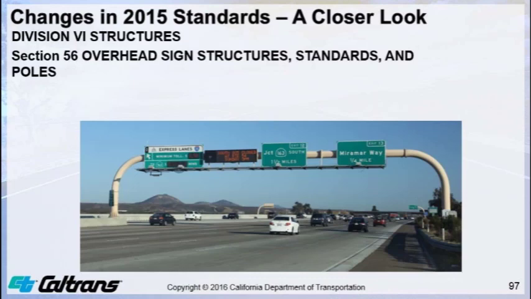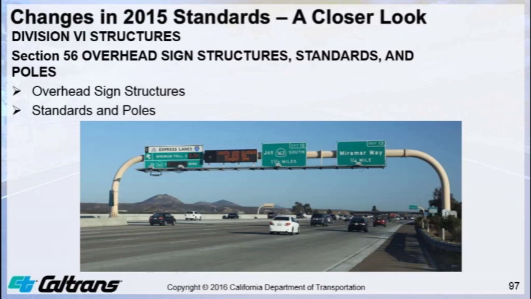Now we're going to move on to Section 56, overhead sign structure, standards, and poles. The 2010 Division 6 structures, Section 56 was all about the different kinds of signs. The 2015 Section 56 is now overhead sign structures and includes all those specifications. It also includes the standards and poles. So standards and poles came from Section 86 electrical work, and have all been moved into this Section 56.